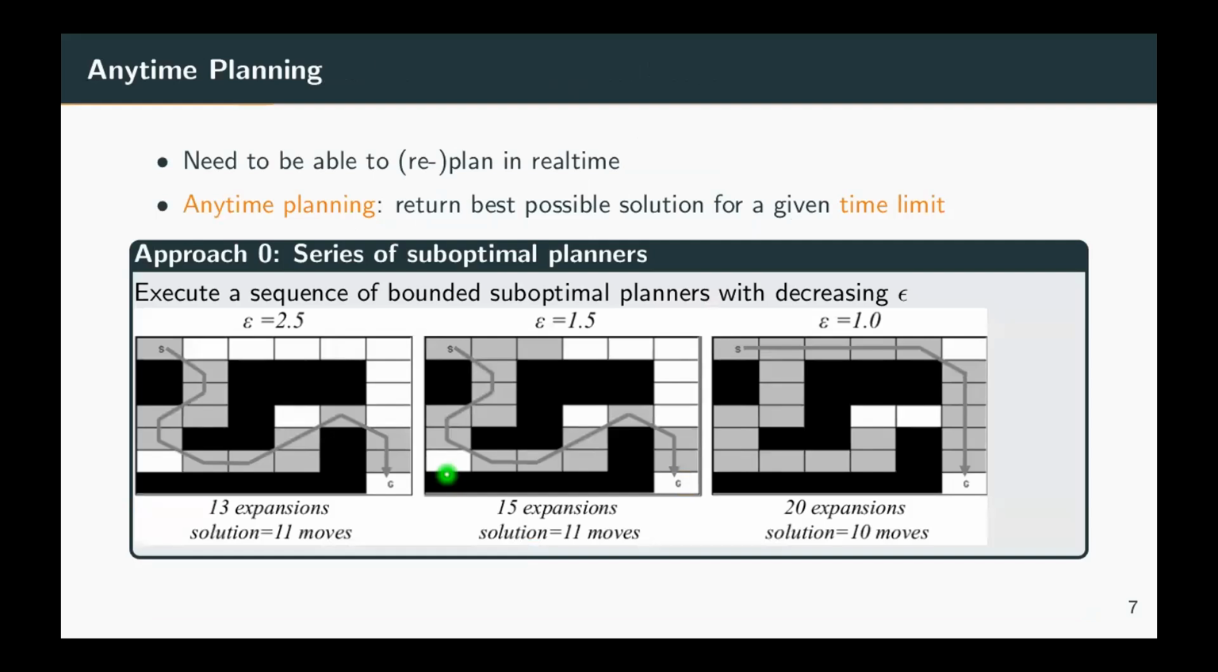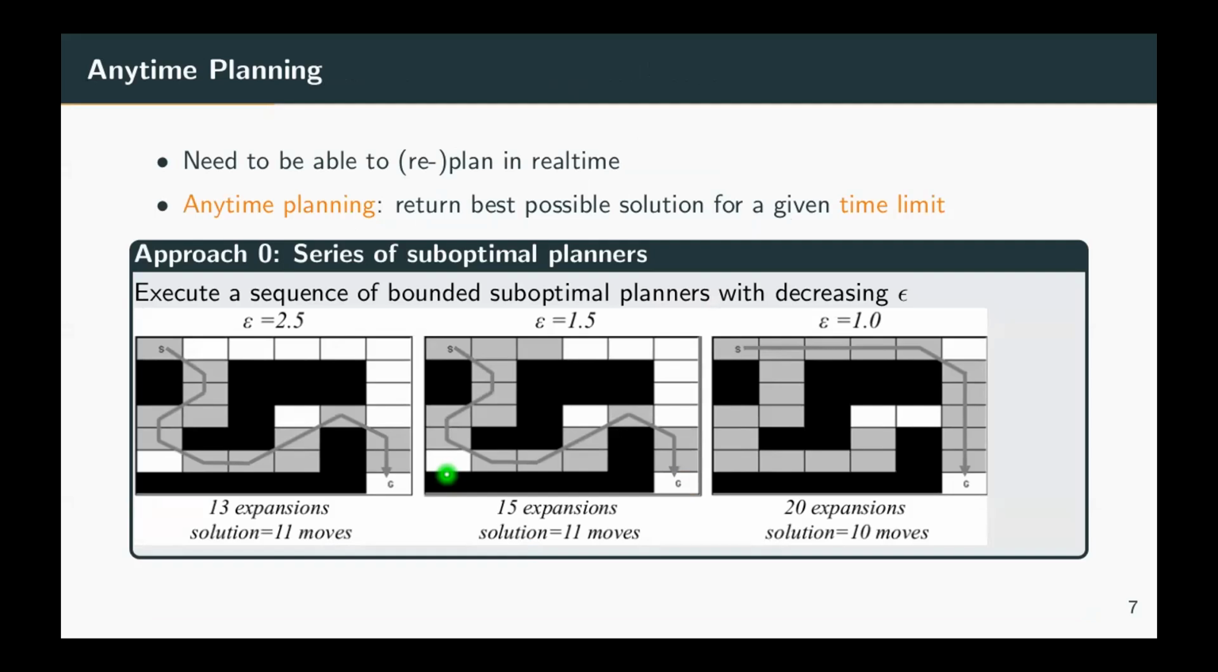Any questions about bounded suboptimal planning, weighted A star or focal search? Okay, no questions, and we can move to the next topic, which is anytime planning.